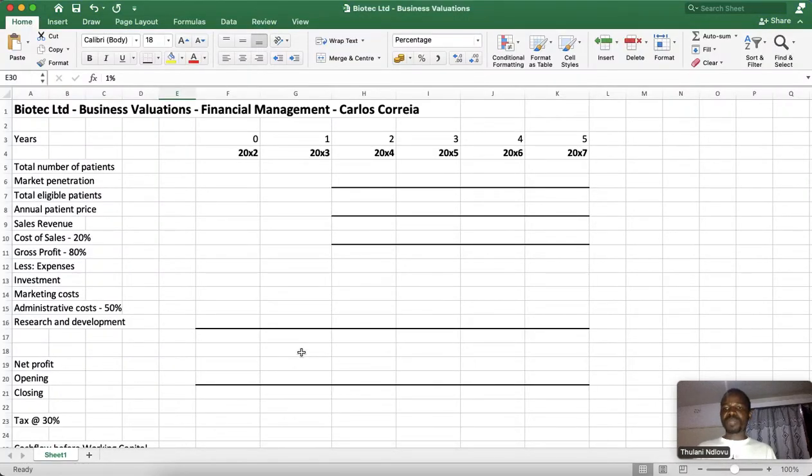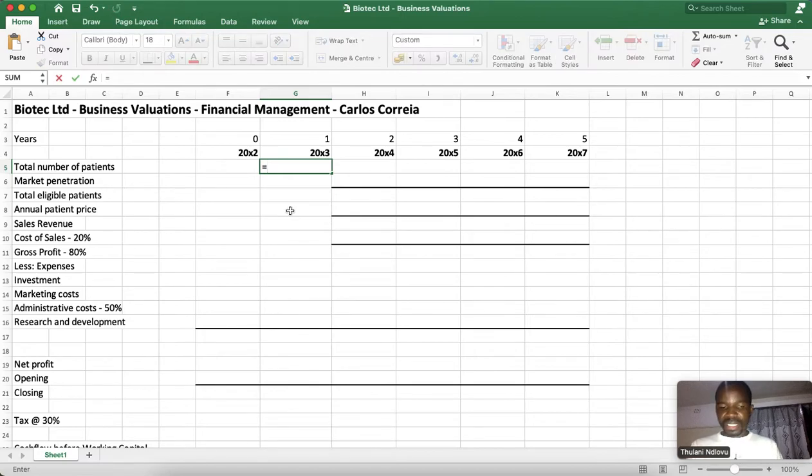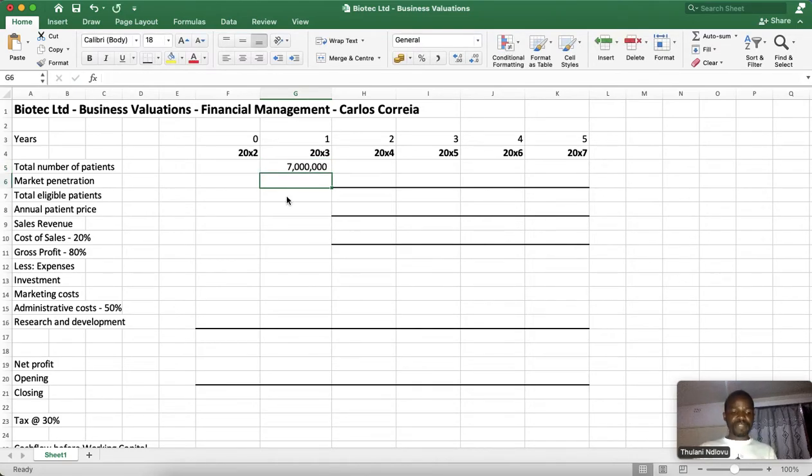I have gone ahead and prepared the headings so that at least we will save time. Now, we are told the total number of patients for 20x3 will be 10% of 70 million. 10% multiplied by 70 million, we get 7 million.